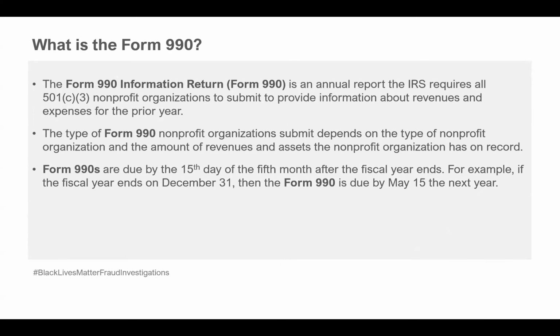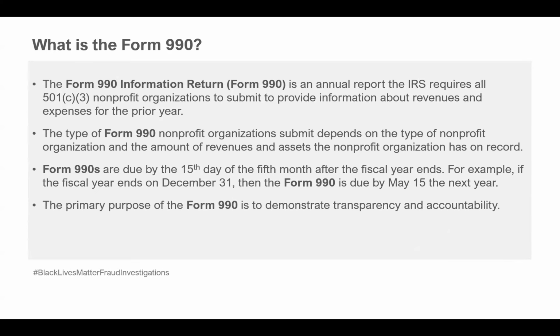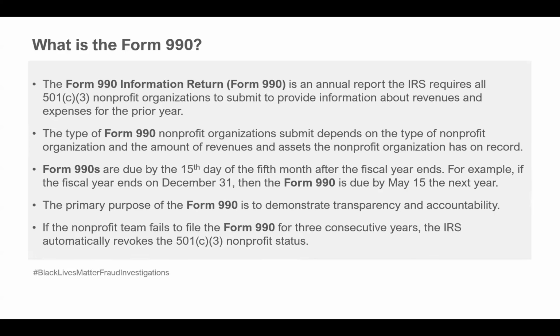Form 990s are due by the 15th day of the 5th month after the fiscal year ends. For example, if the fiscal year ends on December the 31st, then a Form 990 is due by May the 15th the next year. The primary purpose of the Form 990 is to demonstrate transparency and accountability. If the nonprofit team fails to file the Form 990 for 3 consecutive years, the IRS automatically revokes the 501(c)(3) nonprofit status, and you will have to apply to earn the status all over again from the beginning. So that's the Form 990.